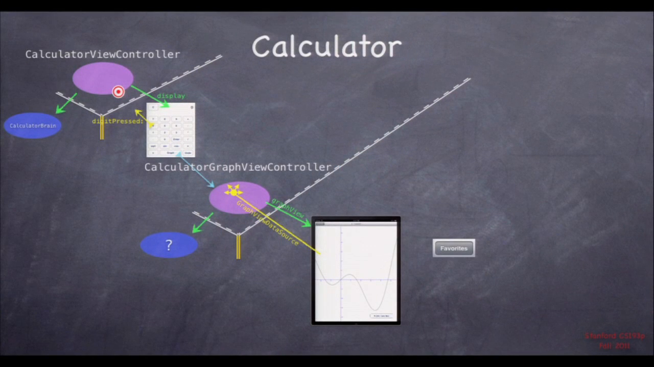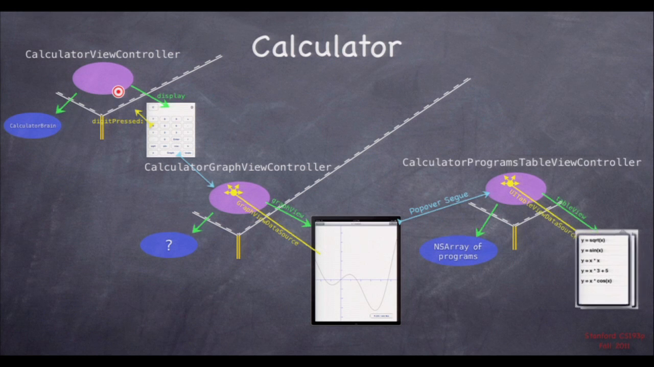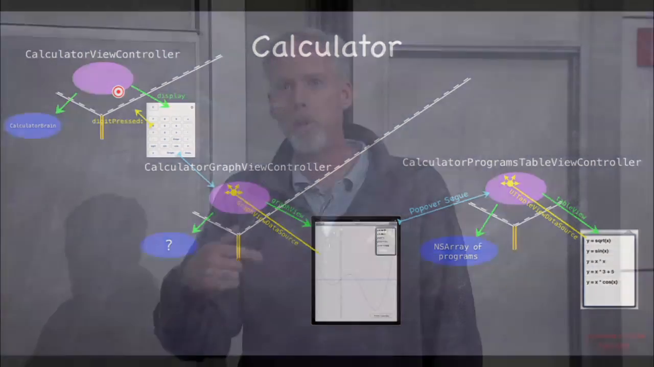Okay, and it is going to use a popover segue to bring up a whole other MVC that we're going to write called Calculator Programs Table View Controller. It's a table view driven MVC that simply has a table in the popover with a list of all those favorite programs. Make sense? And then when you click on one, it's going to update the graph to show you that favorite graph. Okay, so that's what we're going to do today.